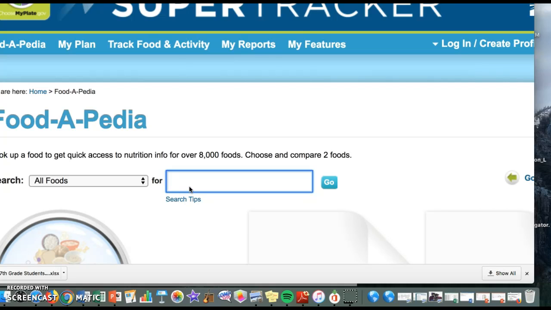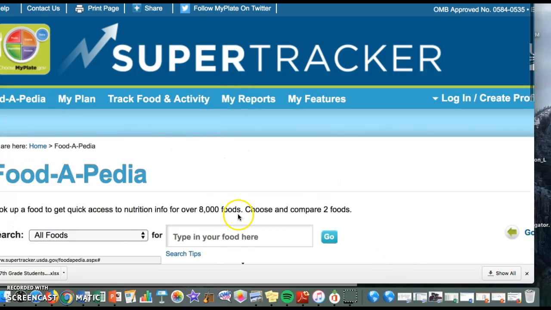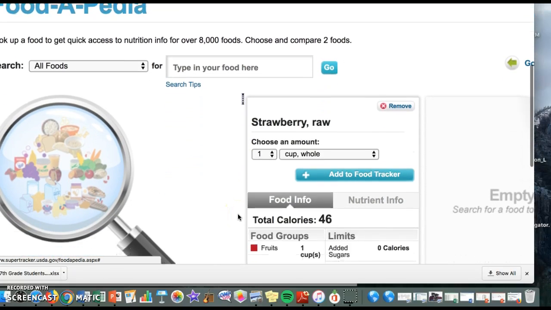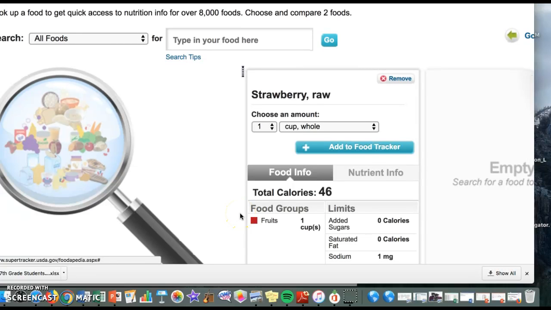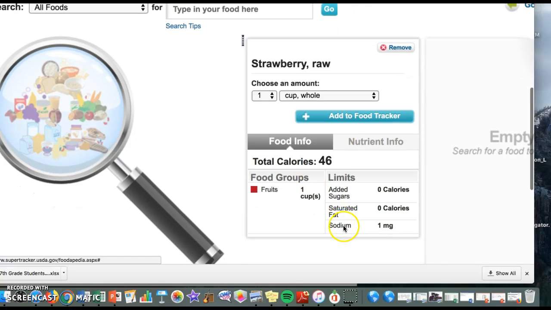Remember, we're searching by ingredient, not by whole food. So we want to break our food down into our ingredients. So our strawberries that make up our smoothie ingredients is the first thing we're going to enter. And I just want to remind you, we're not entering in smoothie because we want to be able to put our specific ingredient into the correct category.